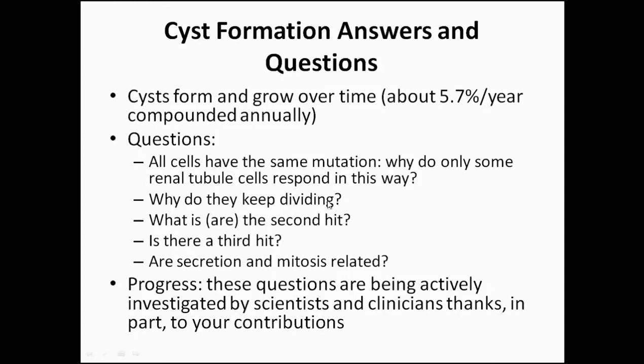But many of the drugs that are being looked at for treatment of PKD are anti-proliferative agents, which are similar to the kind of drugs that are used to treat cancer. But obviously for PKD, we want anti-proliferative drugs that only affect cells in the kidney, not all over the body. So a lot of research, and the foundation is funding it, is looking at the second hit. There are questions as to whether there's a third hit, and are secretion and mitosis related? I've given you my opinion that I think that they are.